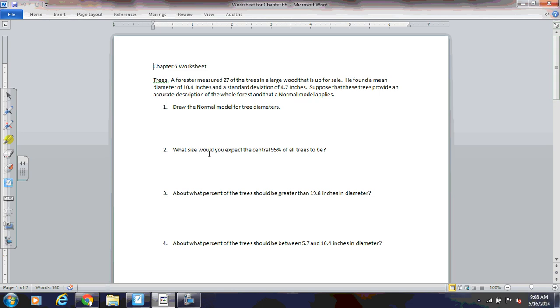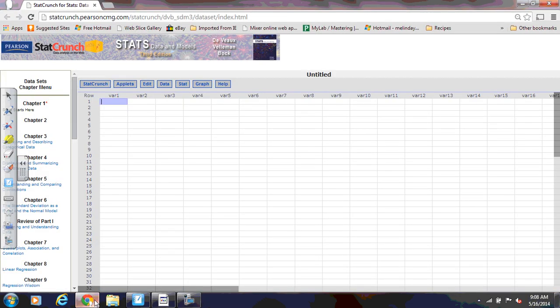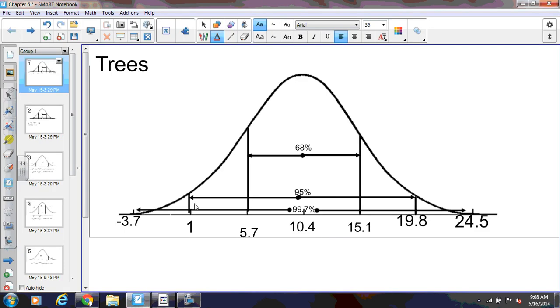All right, so the second question asks, what size would you expect the central 95% of all trees to be? We've already discussed that. Look back at this picture and say that the central 95% will be between 1 inch and 19.8 inches.